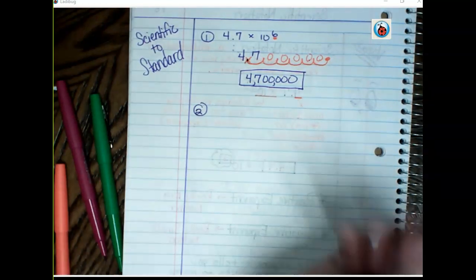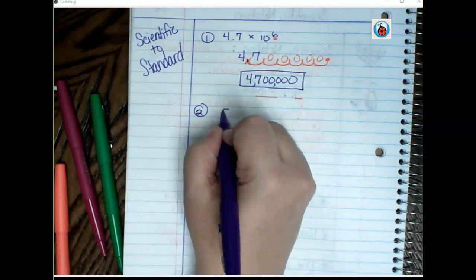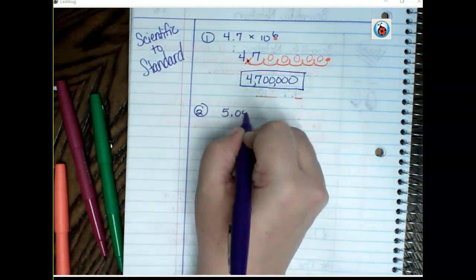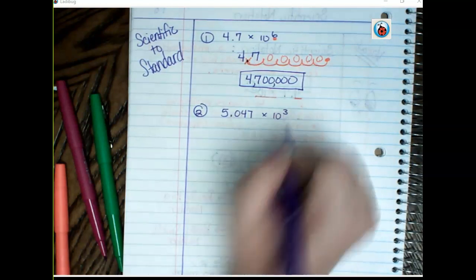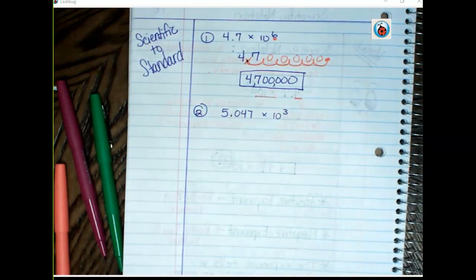All right, the next example. 5.047 times 10 to the 3rd power. Can I just add 3 zeros? No. No, do not do that. Will I have an answer that probably gives me that? That's one of the ones you'll probably be able to pick from on a test to see if you know it.